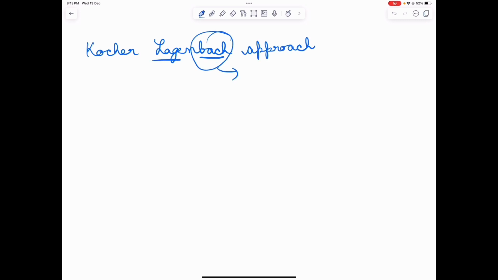Now we are in the last leg of the revision. Now we will see some important things like the posterior approach for acetabulum fracture. The name is Kocher-Langenbeck approach. Langenbeck coming from the Lange Baxe. So that is for the acetabulum fracture.